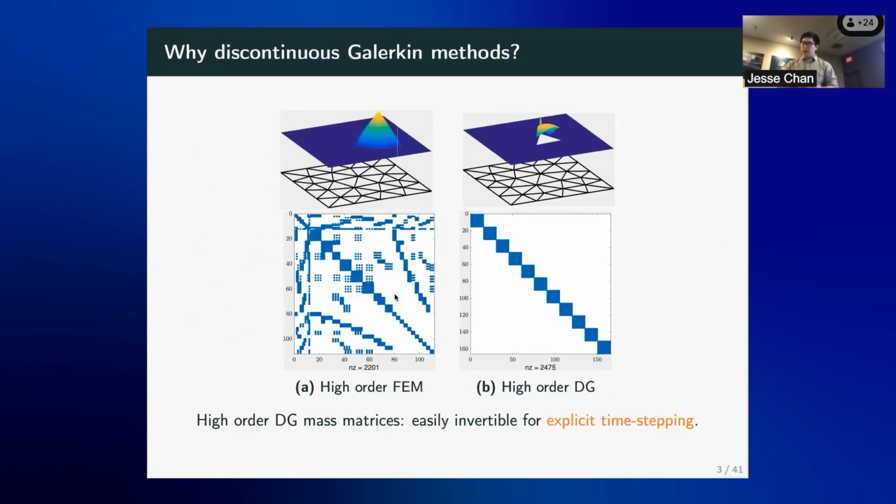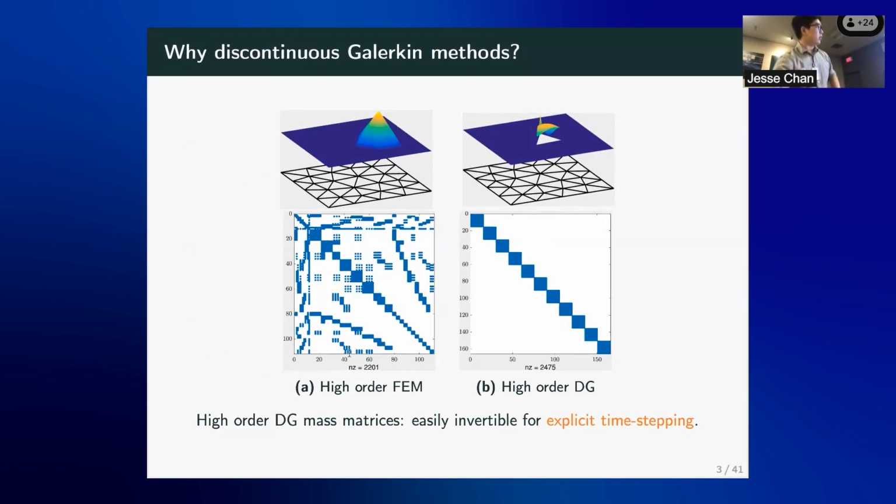So if you've heard of DG methods, you have probably heard a lot of people giving lots and lots of complicated reasons for wanting to do DG methods. They are good for HP adaptivity, or they're stable for advection problems, et cetera. I think a lot of this is a little hard to actually quantify. Really, what I use DG for is explicit time stepping. It makes it very easy to do explicit time stepping for finite element methods compared with high order finite elements.